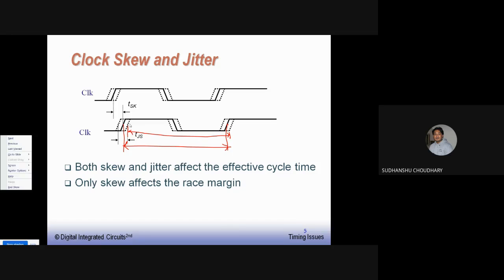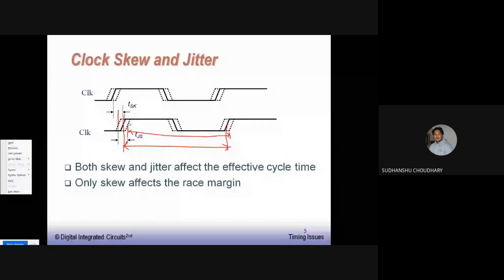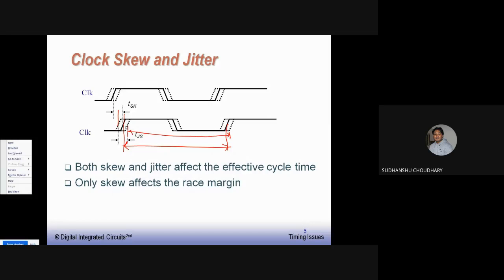It may appear that the clock is starting late at some instant of time, and at another instant you will see that the clock is starting here itself, or maybe at another instant the clock has started early. So these are some sort of temporal fluctuations or variations in the clock signal. These are called clock jitter. They are not permanent, these are temporal fluctuations or variations in the clock signal.